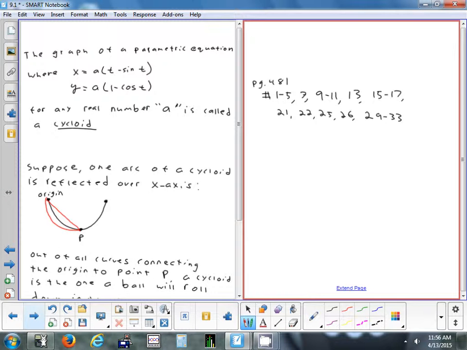All right, so the homework involves quite a bit of graphing on the calculator. So you will need one. It's on page 481. It's 1 through 17 odd. And then 21, 22, 25, 26, and 29 through 33.